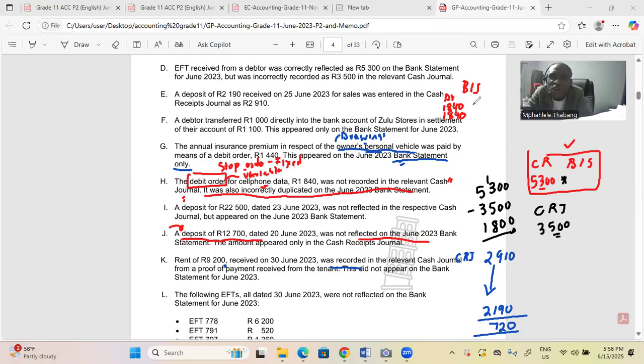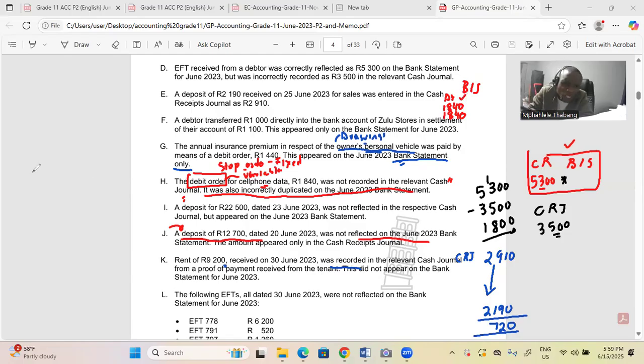So the bank made the mistake. Where do we rectify the mistake made by the bank? We use a bank reconciliation statement. The bank reconciliation statement is there to rectify those mistakes which have been made by the bank. They debited 1,840 by a mistake. The first debit, we don't have a problem with it. But debiting it again, that's a mistake. We need to rectify this.